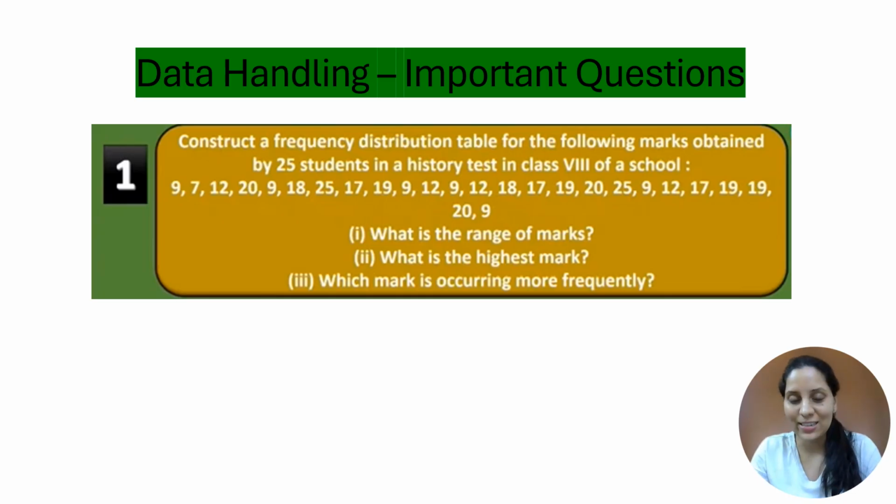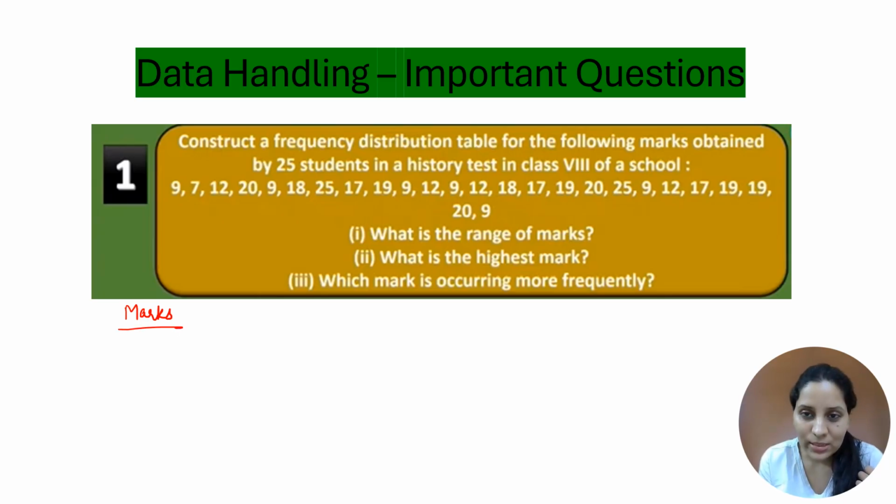Now let's get started. The first one is: construct a frequency distribution table for the following marks obtained by 25 students in the history test of class 8. To construct a distribution table, we will first arrange the numbers. Let us write the numbers first. These are the marks.